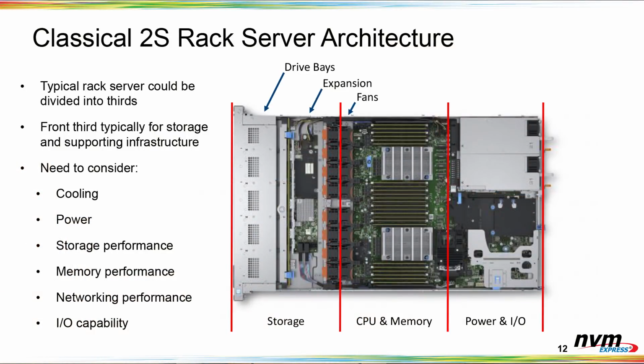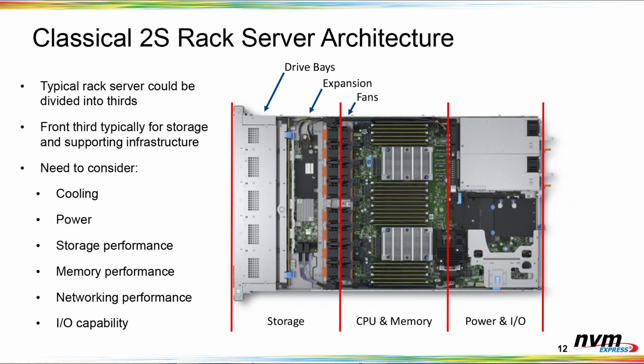So what I wanted to do was get into the meat of the presentation, and this is where we'll start bouncing back and forth. If you look at a classical 2-socket server, it's really divided into thirds. The back third of the server is power and I/O. The middle part of the server is CPU and memory, and the front third is generally dedicated to storage.